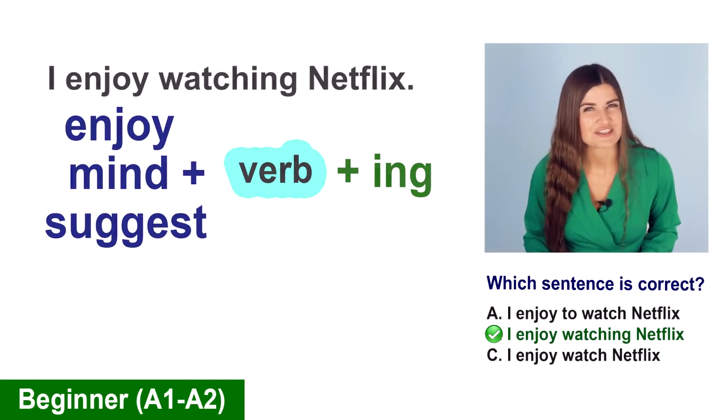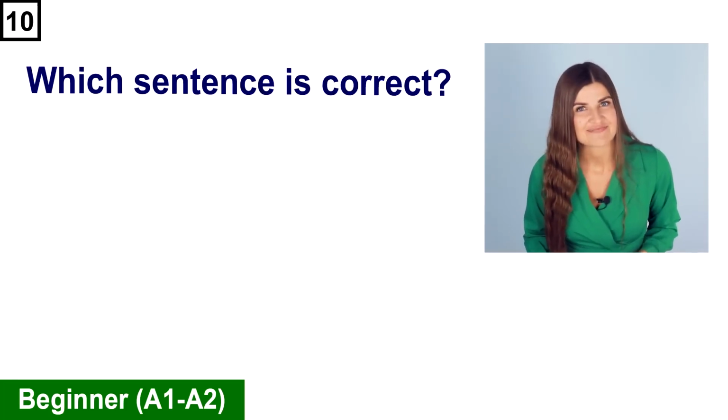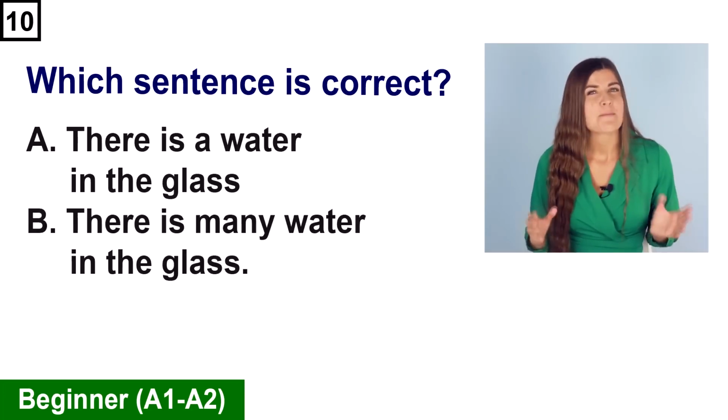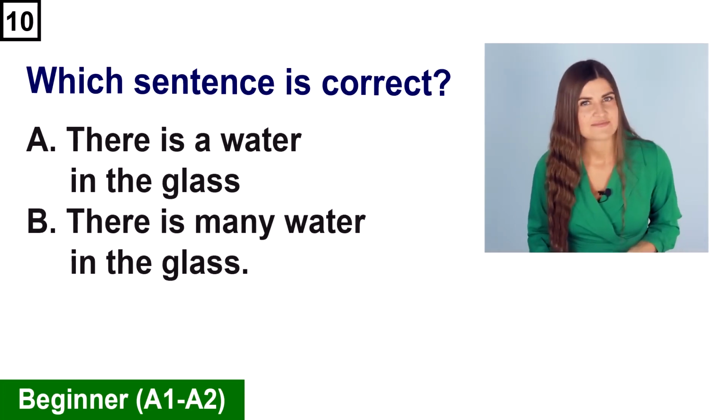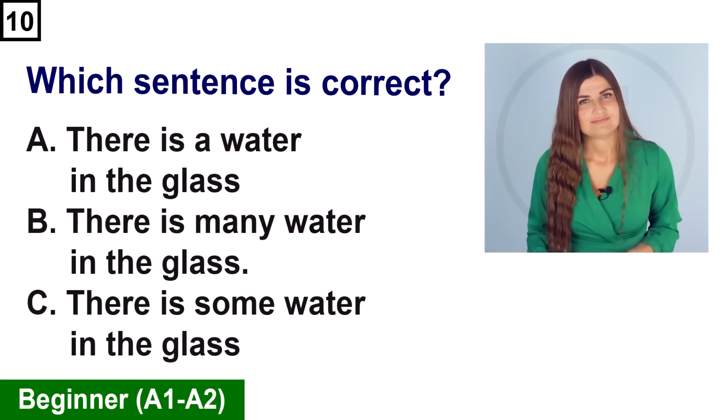Now the last question of the beginner level. Which sentence is correct? There is a water in the glass. There is many water in the glass. There is some water in the glass.